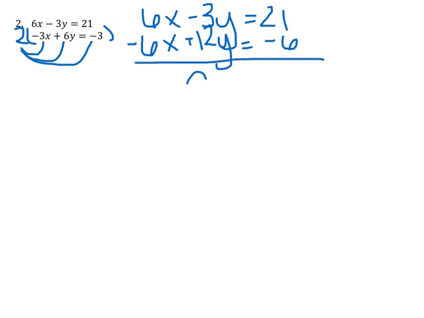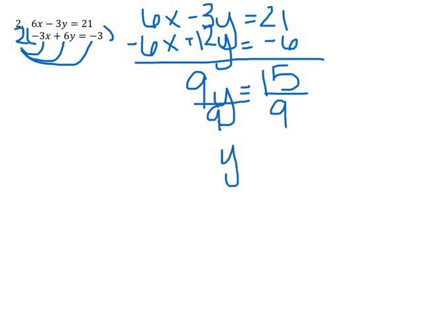We'll add our equation straight down. 9y equals 15. And we need to go ahead and solve for y, so we'll divide by 9, divide by 9. Y equals 15 over 9, but we can reduce that by dividing by 3, and we will get 5 over 3. Now remember, we're not done. We need to also solve for x now.